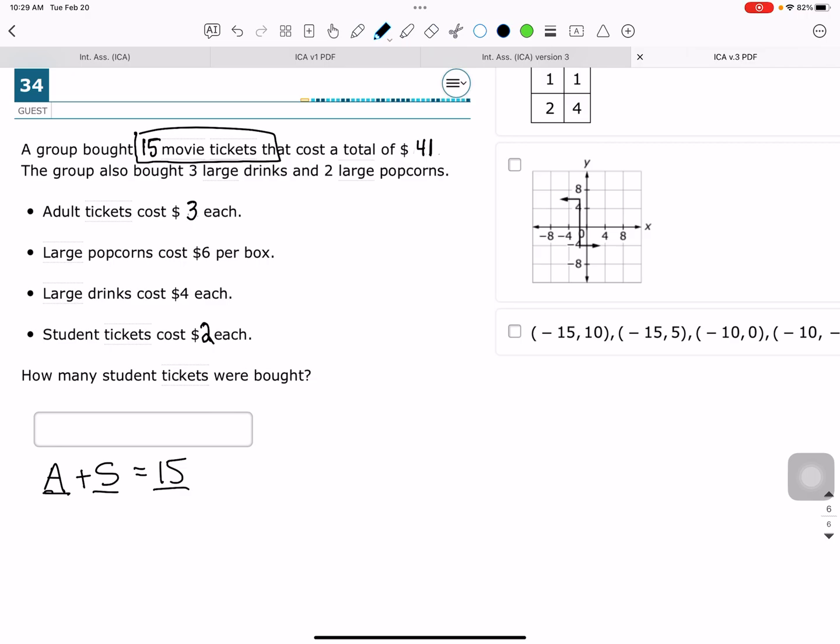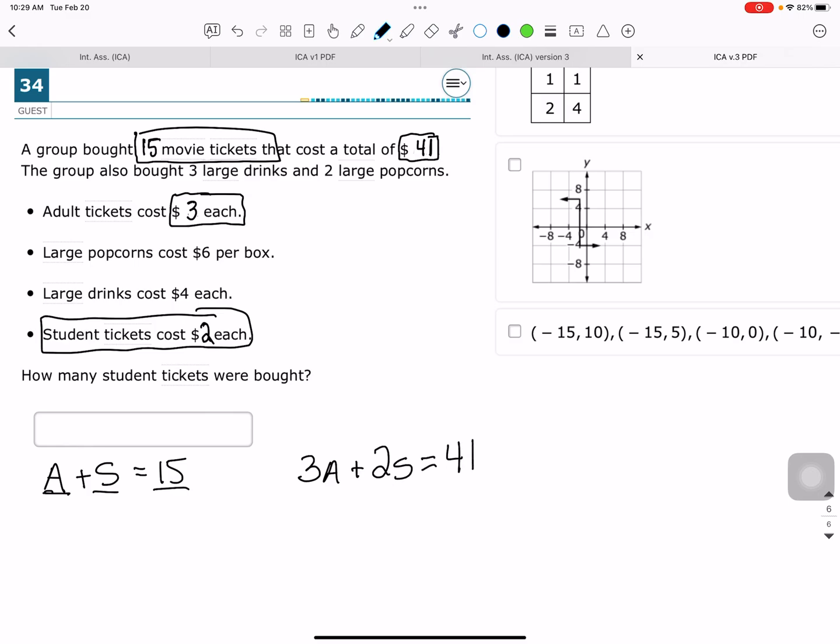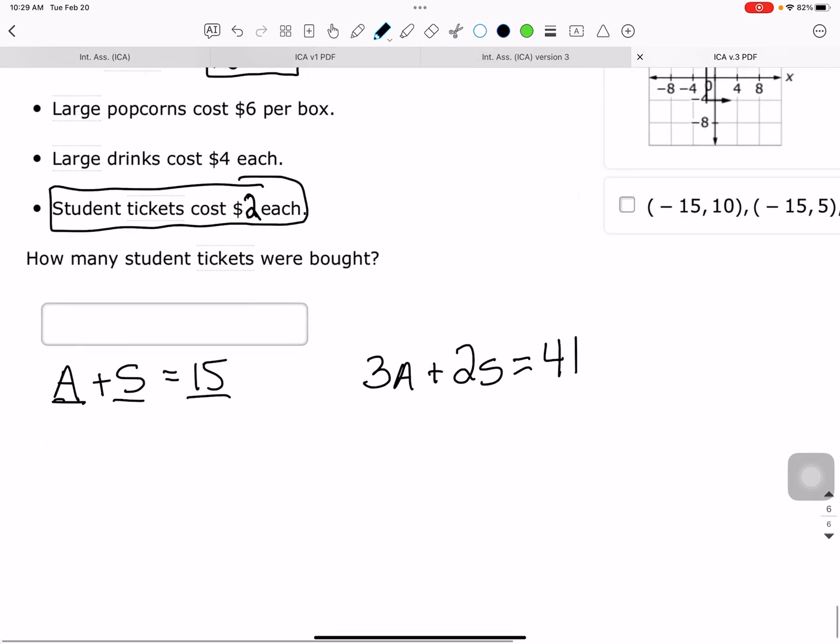All right, the other thing we know is that we spent $41 on tickets, but not all the tickets are the same. It was $3 for every adult, plus $2 for every student, and that's how we got our $41. All right, so they want to know how many student tickets were bought.